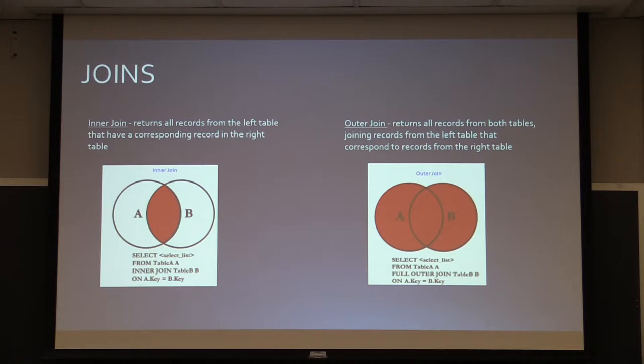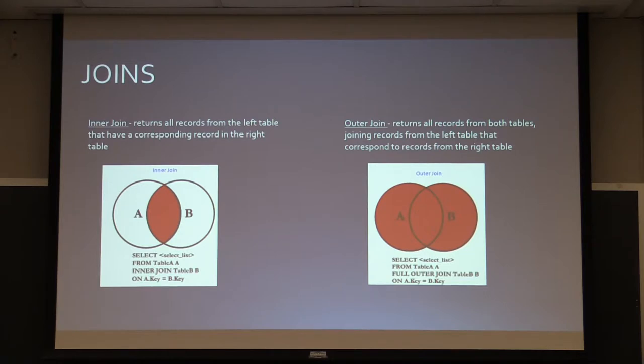I found these Venn diagrams on the internet, and I thought that they were particularly helpful in figuring out which data you were pulling and what kind of joins. Most people know how to do a join, but sometimes it's hard to remember exactly what information you're getting depending on what kind of join you do, because there are a lot of different kinds. So, an inner join returns all records from the left table that have a corresponding record in the right table.